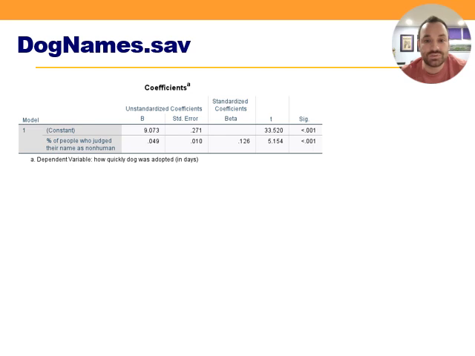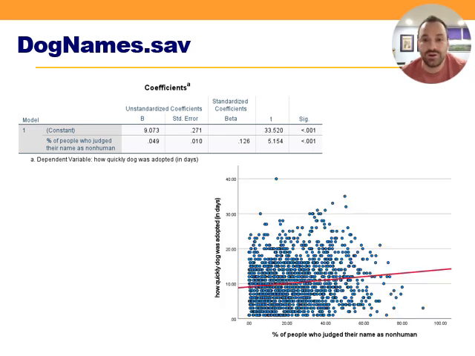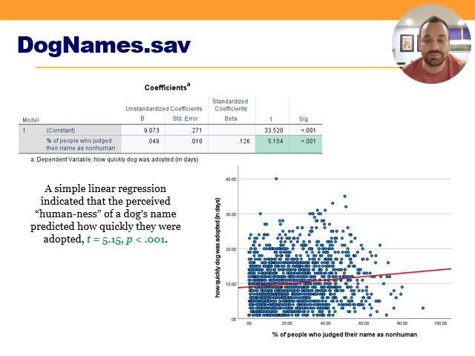Remember, the first place we have to look is at our p-value. The first thing we have to do is figure out, is this a significant relationship or not? In this case, it was. Very, very small p-value, less than 0.001, telling us that this is, in fact, a statistically significant relationship.